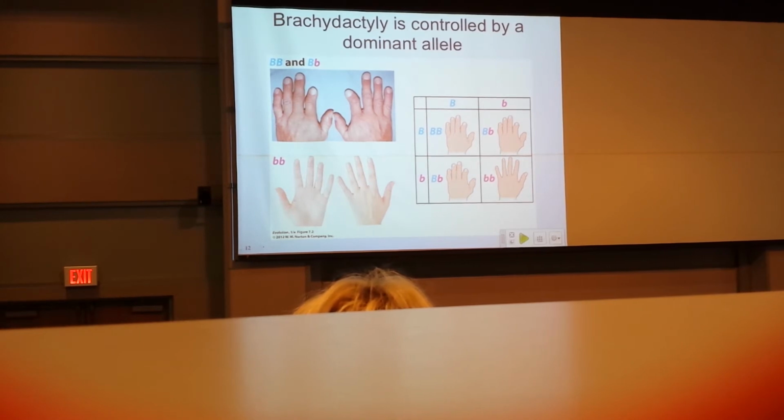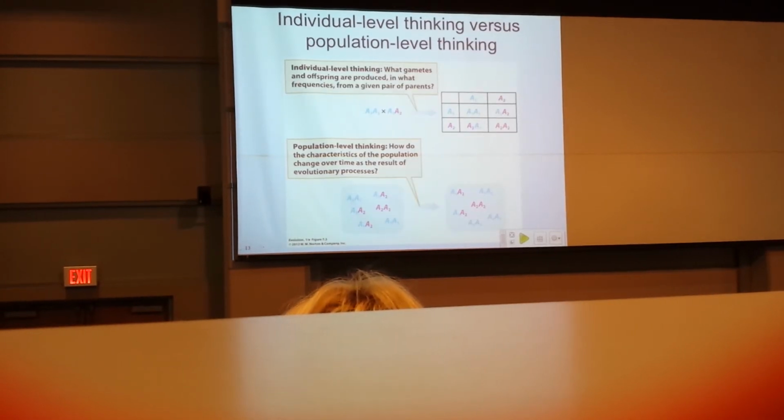We also need to be able to think about this at the population level. Let's compare them. Again, at the individual level, we're just applying this Punnett square, and we're seeing that we're winding up with a 1:2:1 ratio. Whereas at the population level, what we want to know is what's going to happen in the next generation at a bigger scale, where there's more possibilities.